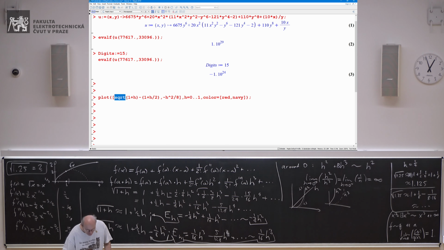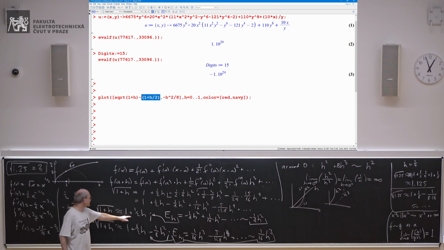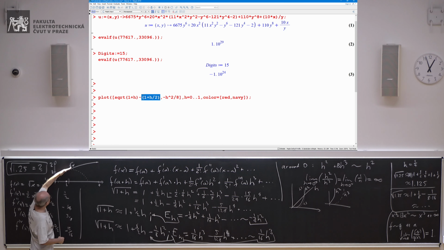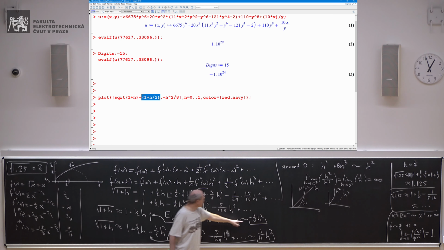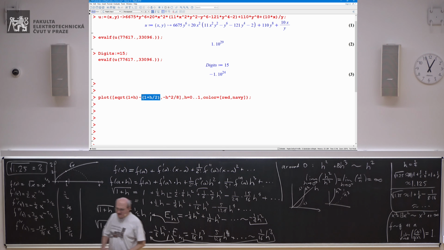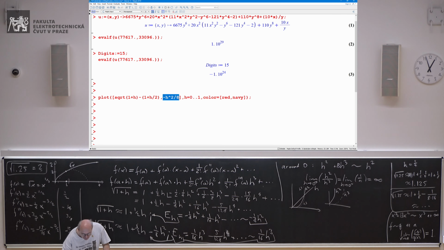What am I plotting? I'm comparing the square root of 1 plus h, which is this one, and I subtract 1 plus h over 2, which is my approximation. This is a straight line, a tangent line. So you can also say that I try to approximate the square root using the tangent line. Now, from my analysis, it seems that the error should be minus 1 over 8 h squared. And that's exactly what I hope to see here. Yes, minus 1 over 8 h squared.